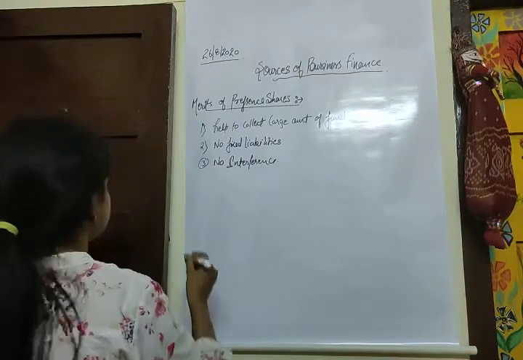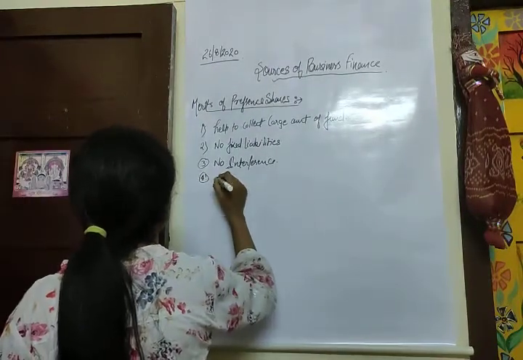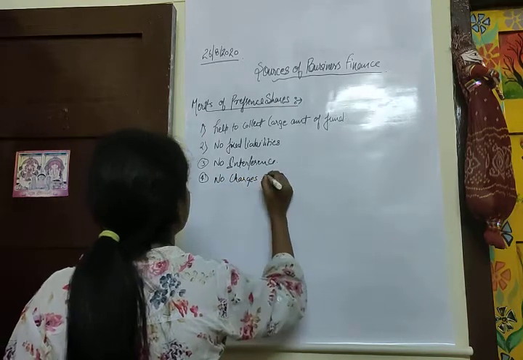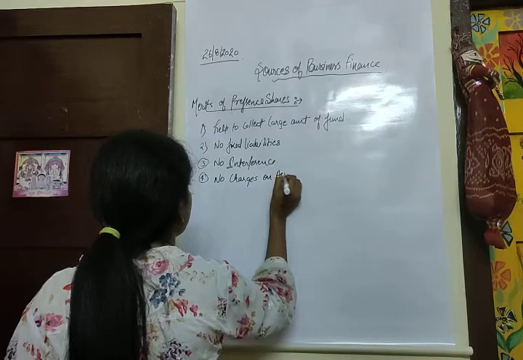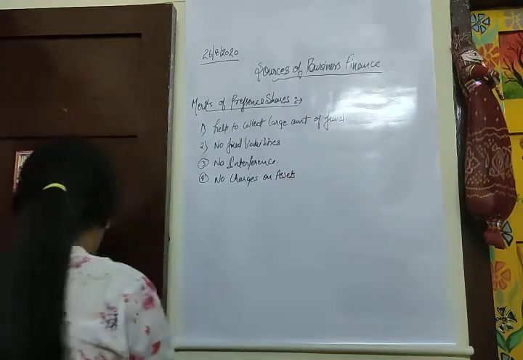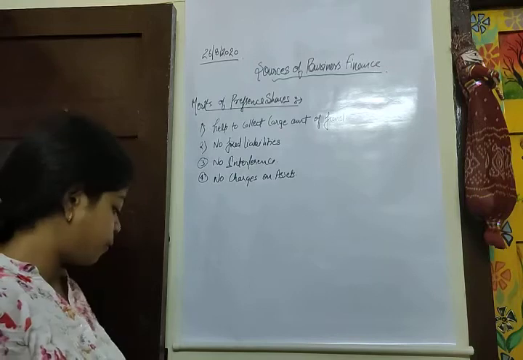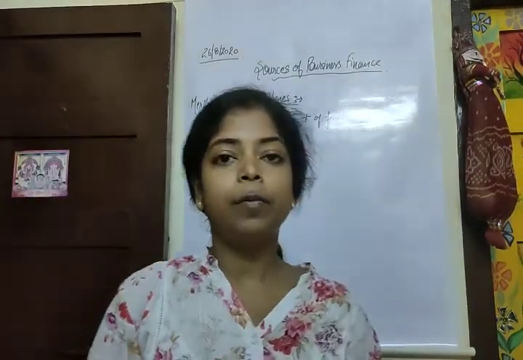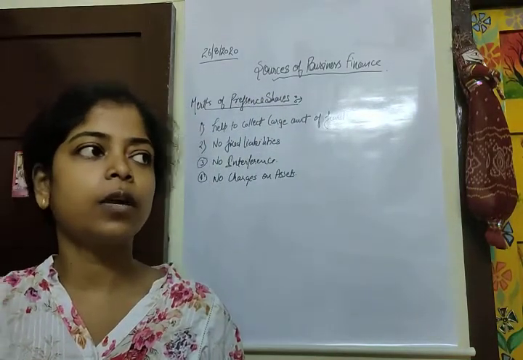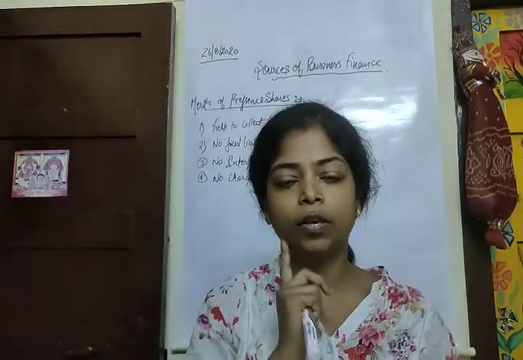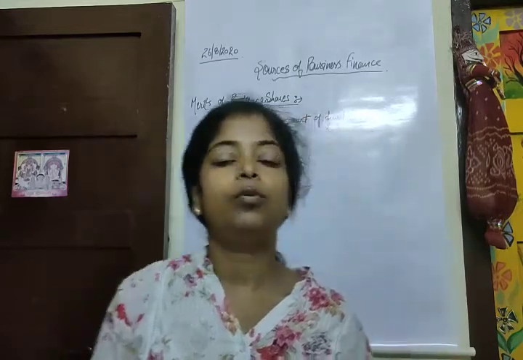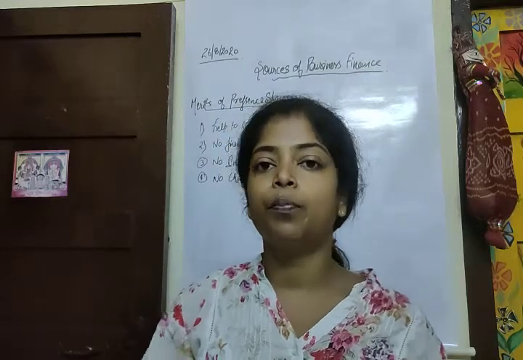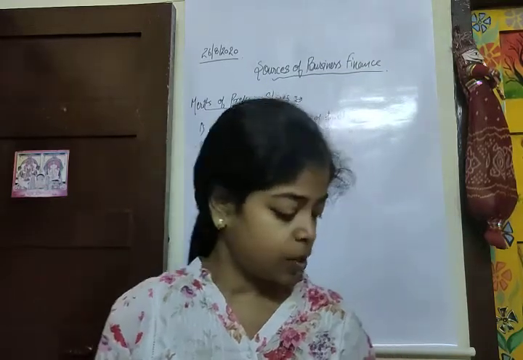No charges on assets. There are no charges on assets. प्रेफरेंशियल शेयर आर नो इशू, नॉट इशू अगेंस्ट एनी सिक्योरिटी. जब भी कोई प्रेफरेंशियल शेयर्स खरीद रहा है तो उसको किसी भी तरीके की कोई भी सिक्योरिटी कंपनी को रखने की कोई ज़रूरत नहीं होती. Means there is no need of security to put against any preferential shares.